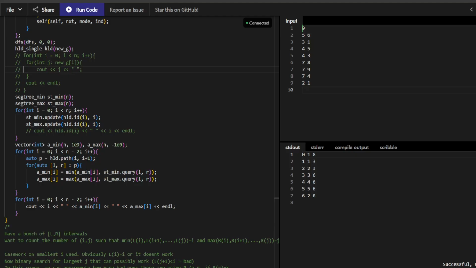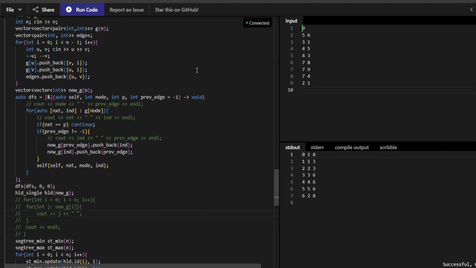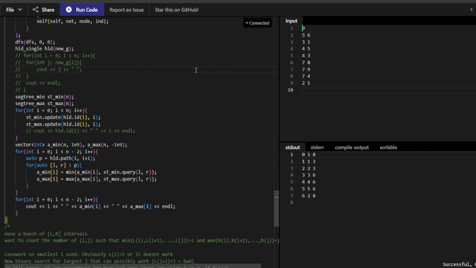Wait, it's 0 indexed, so... But it still doesn't look right. It should be 0-3 or 1-4 or something like that. Yeah. It's not even a 9th edge. How do you make it a 9th edge?